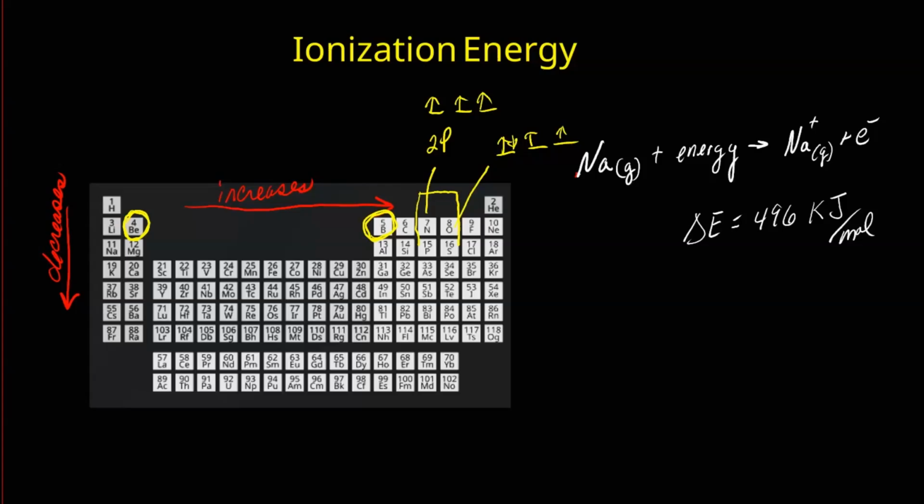So to summarize, we can say then that half-filled subshells like p3 or p6 provide extra stability, explaining why we have dips in our trend.